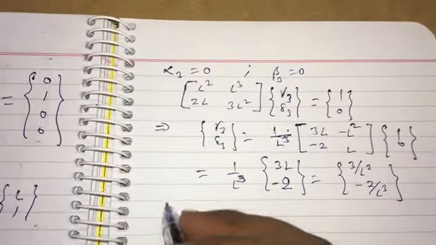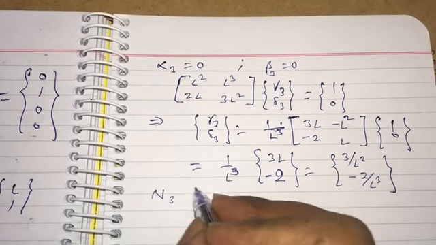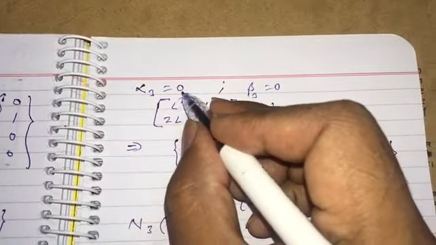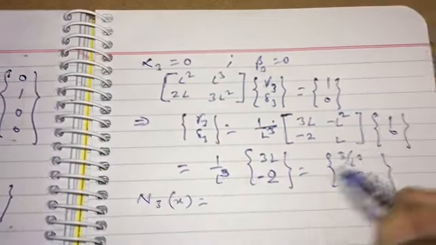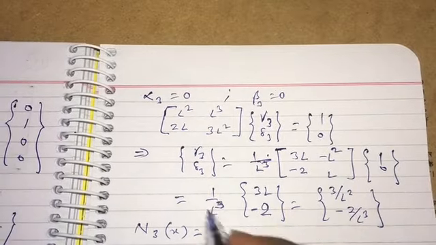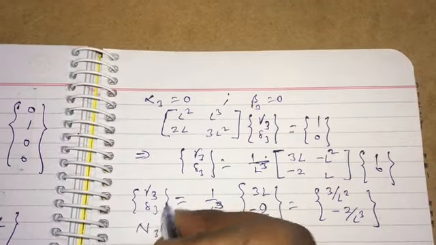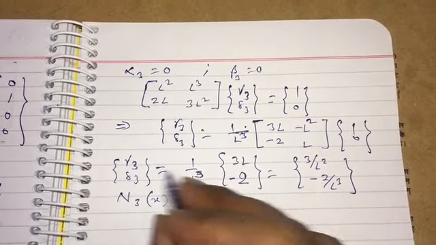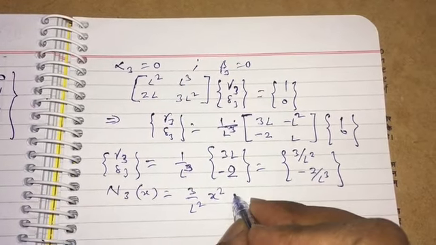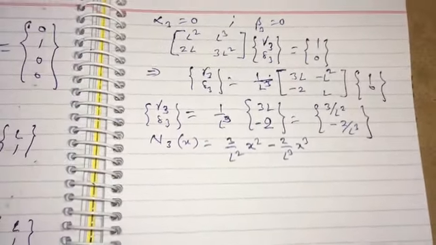So that becomes simply 3 over L square and minus 2 over L cube. Okay, and hence N3 x we can write it as, so we have alpha 3 0, beta 3 0, so both 0. So then we have gamma 3, delta 3 is equal to this. So gamma 3 is 3 over L square x square minus 2 over L cube x cube, is our N3.